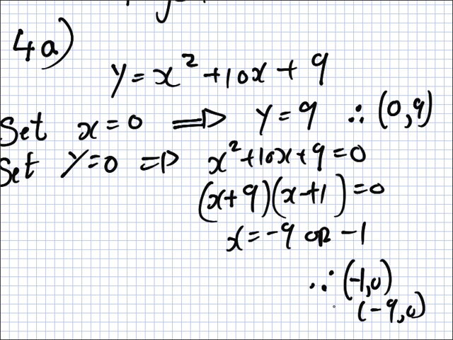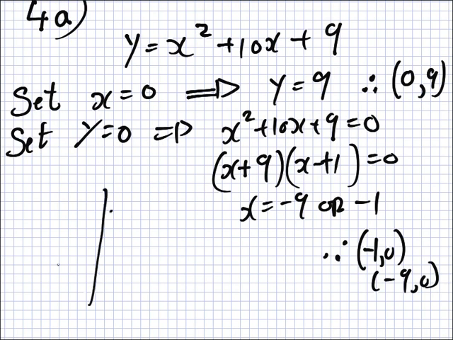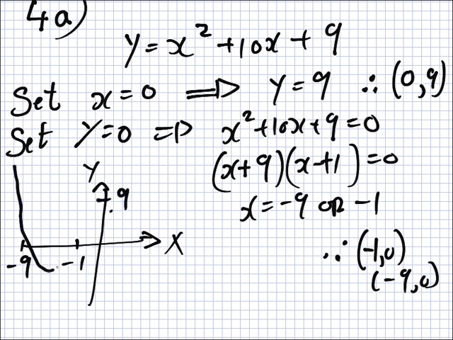But there's still one thing left for us to do. No, actually, I didn't ask you for the vertex, did I? No, I was only asking you to draw these points. These are the intercepts, yeah. Okay, let me fit it in here. I think I have space. X, Y, and we have minus 1 and minus 9, and then here is 9. And that's the quadratic, roughly, there.